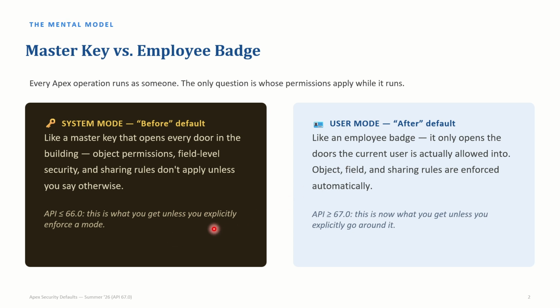Okay, so if you don't know what system mode and user mode are, previously for all API versions lesser than 67, you had system mode enabled by default, where your own permissions were bypassed completely. So object permissions, field level securities, and sharing rules did not apply to your logic. It was just an open door. Now, user mode means your permissions will be enforced. Whatever access you possess will be respected when the code is triggered or the logic is executed. Okay, so it's like an employee badge. You will get what you have access to.